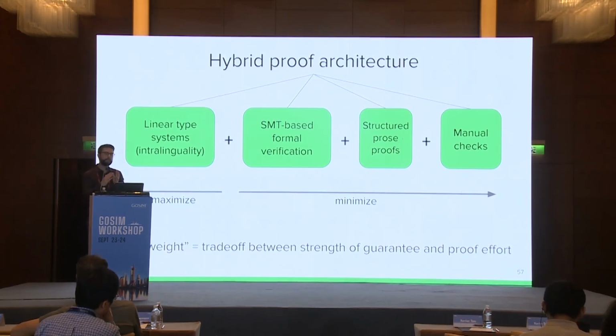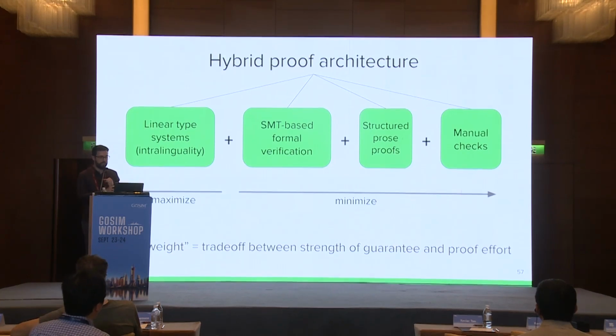Basically, we want to maximize the use of linear type systems and interlingual design, relying on the compiler as much as we can, and then minimize the usage of everything else that requires a lot of manual effort. So things like full formal verification based on SMT solvers, structured prose proofs, and then of course manual checks, which we want to basically never do, right?